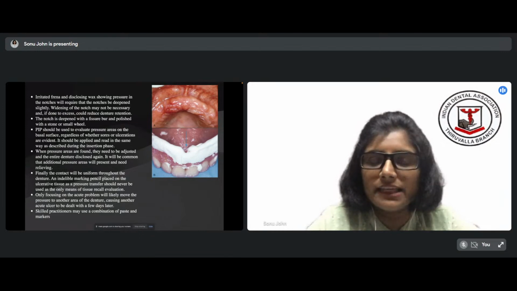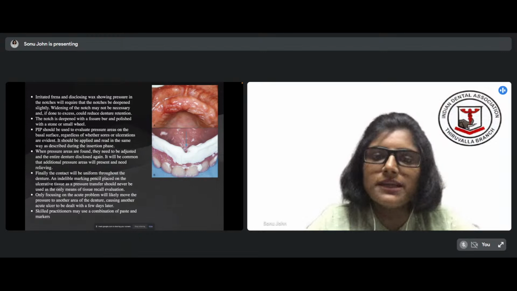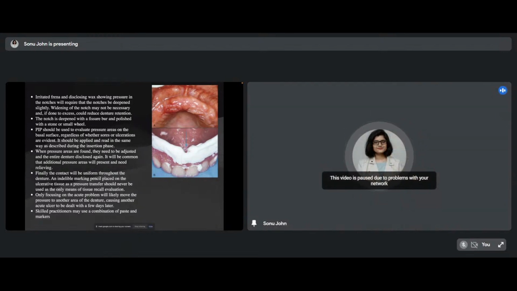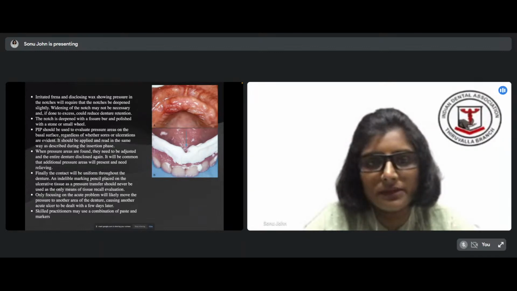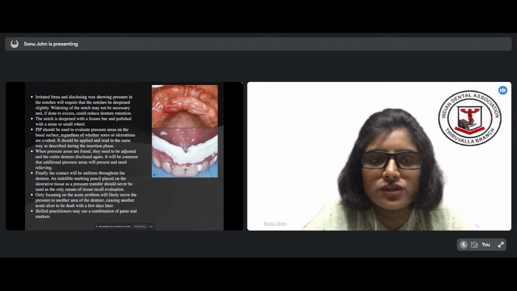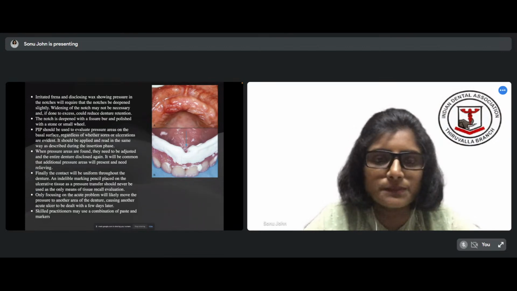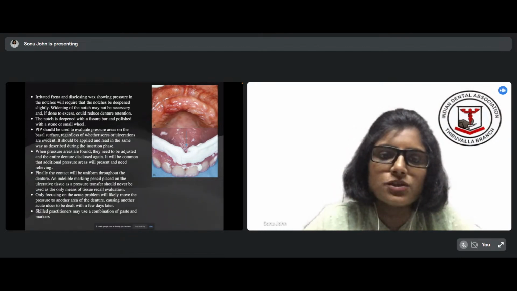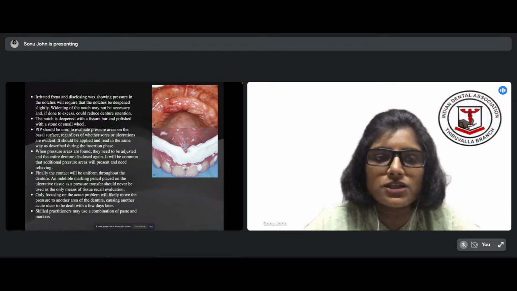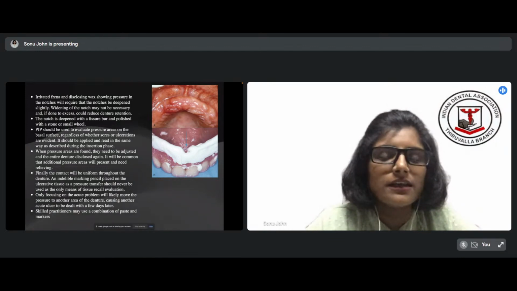Widening of the notch may not always be necessary, and if it is done in excess, you can lose the retention of your denture as well. So please be very careful when you widen your labial frenum. The notch is always deepened with a fissure burr, and it should always be polished with a stone or a small wheel.